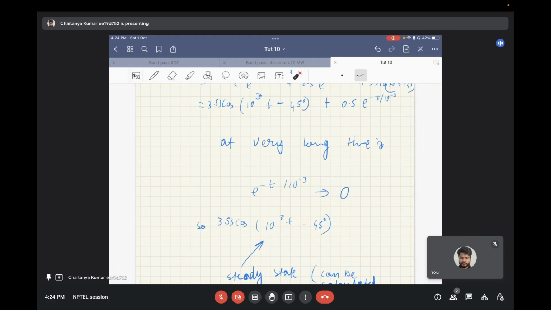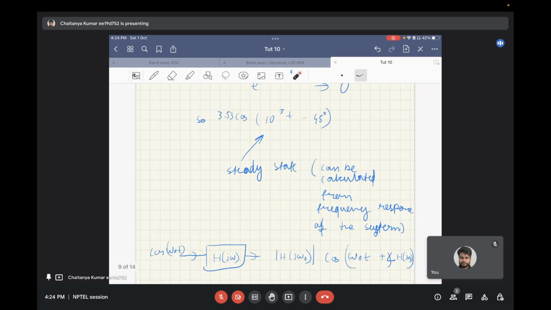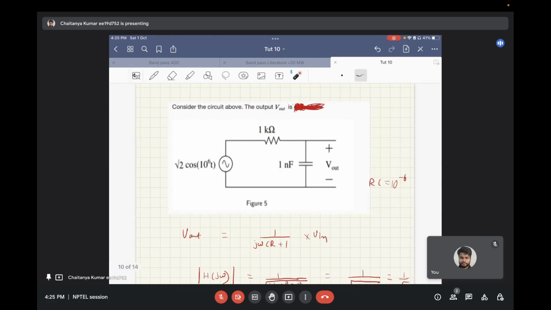Steady state output can be calculated from the frequency response. There you replace s by j omega in the transfer function that we have calculated, and for, let's say, a cos omega naught t input, the output you get is the magnitude of the frequency response at omega naught times cos of omega naught t plus the phase response at that particular frequency. With this concept, we'll solve one more question.